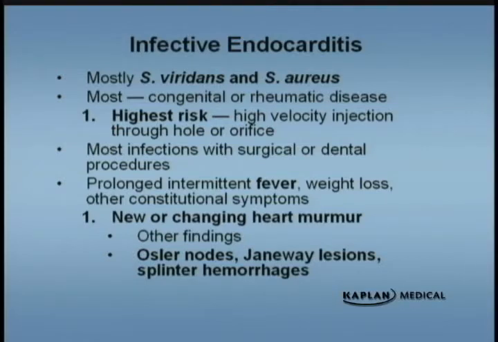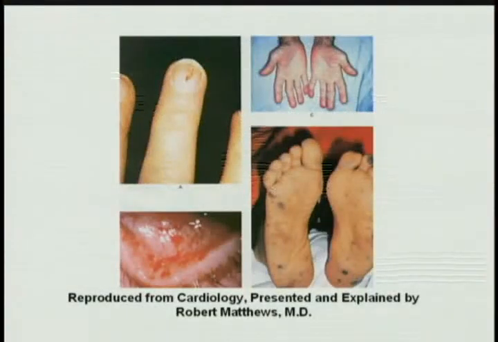Other findings include thromboembolic phenomena, like Osler's nodes, Janeway lesions, and splinter hemorrhages, which we'll show shortly. Here we have a splinter hemorrhage. These are all thromboembolic lesions. Osler's nodes are going to be these reddish areas on the pads, on the finger pads, for example. And here we have some thromboembolic phenomena on the feet and even on the eyelids. These are all from endocarditis.